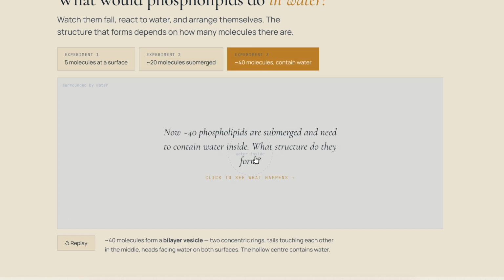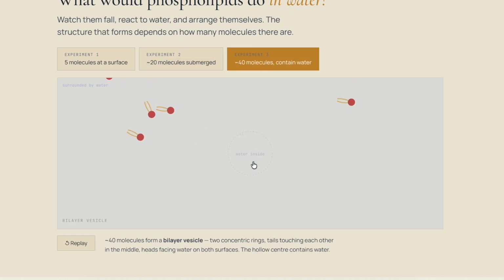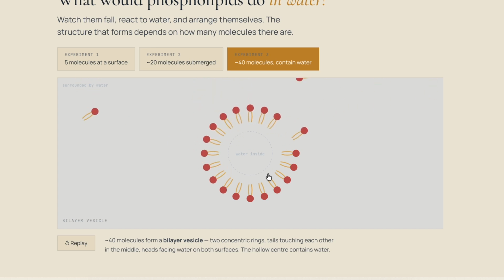Now, if we took 40 phospholipids and dropped them in, and water's on the inside as well as the outside, you can see what we end up with is what we call a bilayer. There'd be a bit more spacing here, but what it illustrates really nicely is why we get this cell membrane. There wouldn't be the overlapping of the tails, but what this little animation gets across really well is that we get a bilayer. And we're getting a bilayer because the cytoplasm is predominantly water.